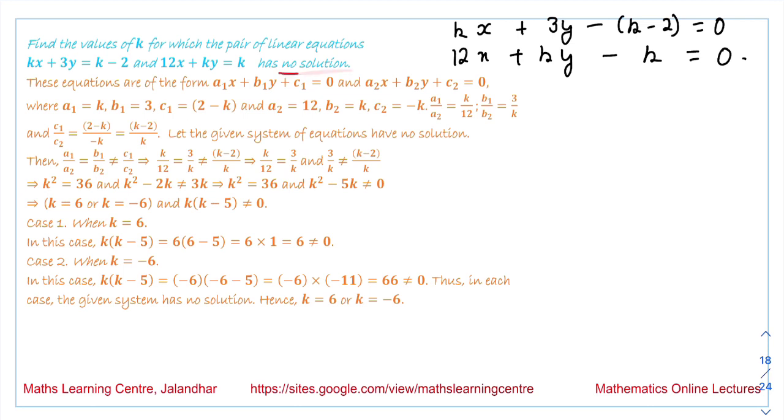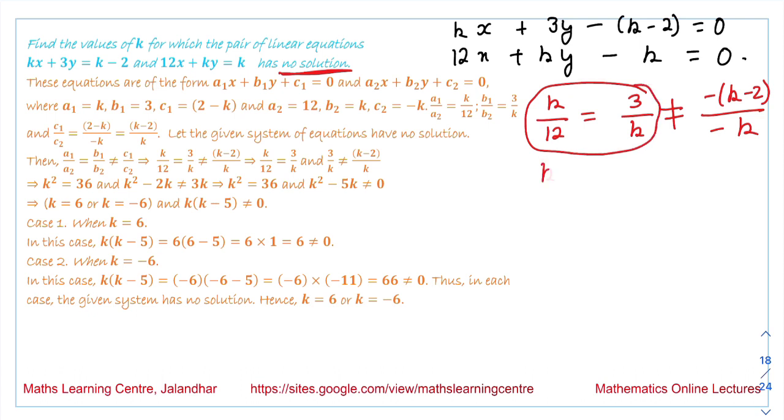Now we are saying that the system has no solution. It means k over 12 should be equal to 3 over k, should not be equal to minus 2 over minus k. From these two we are getting that k square should be equal to 36. It means either k is equal to plus 6 or minus 6.